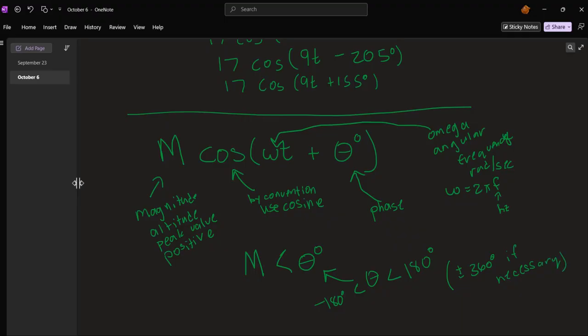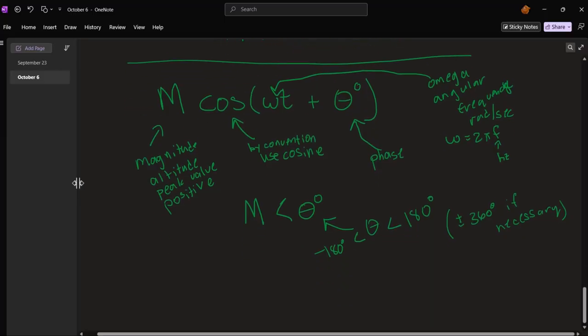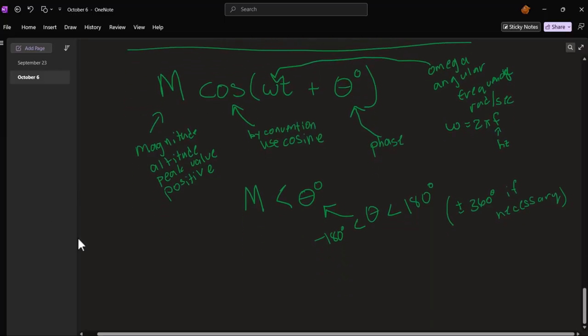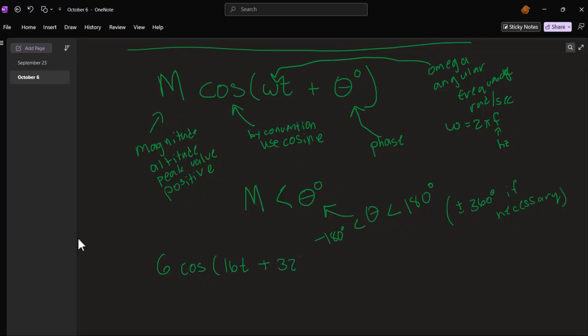And then we went over a few things to do if it's not already given to you in that nice format. If it's already given to you, like 6 cosine 16t plus 32 degrees, well, that's easy. That phasor is 6 angle 32 degrees. Notice we lose information about the frequency when we turn it into a phasor.